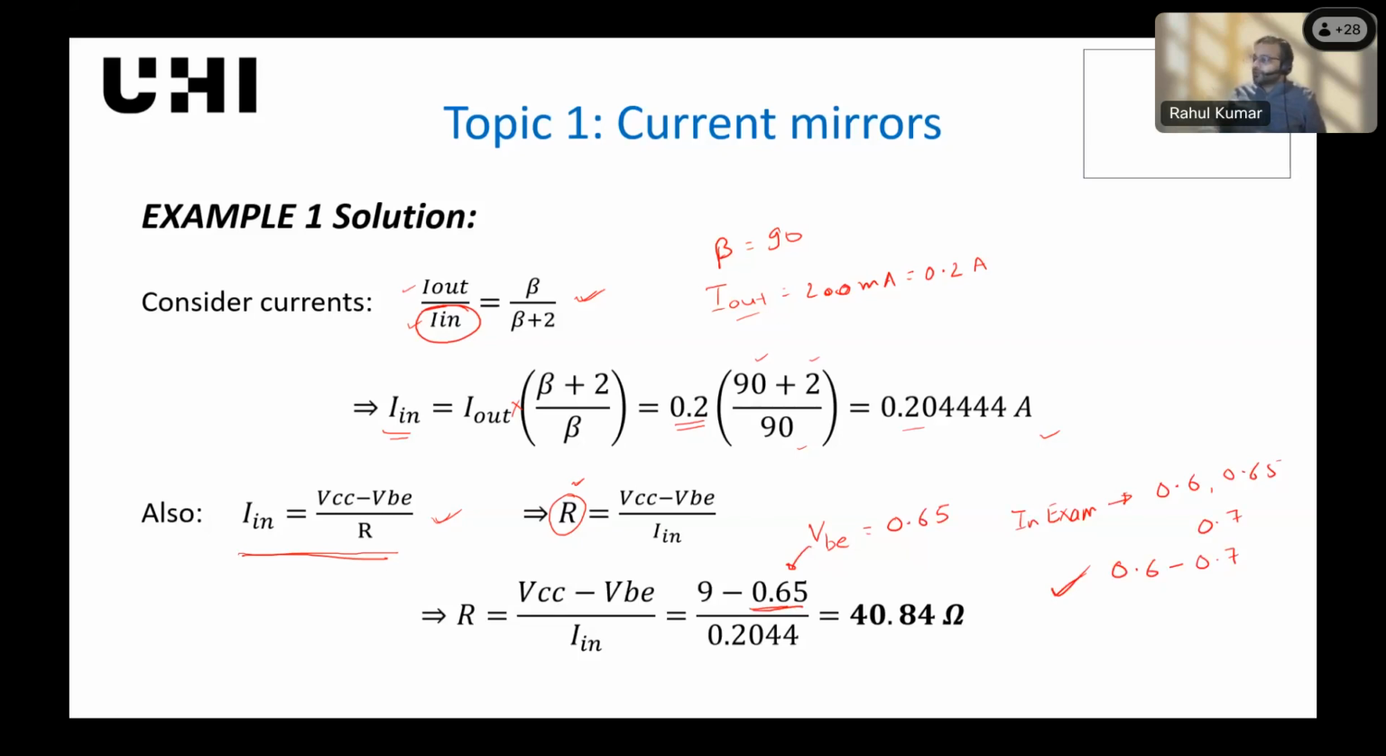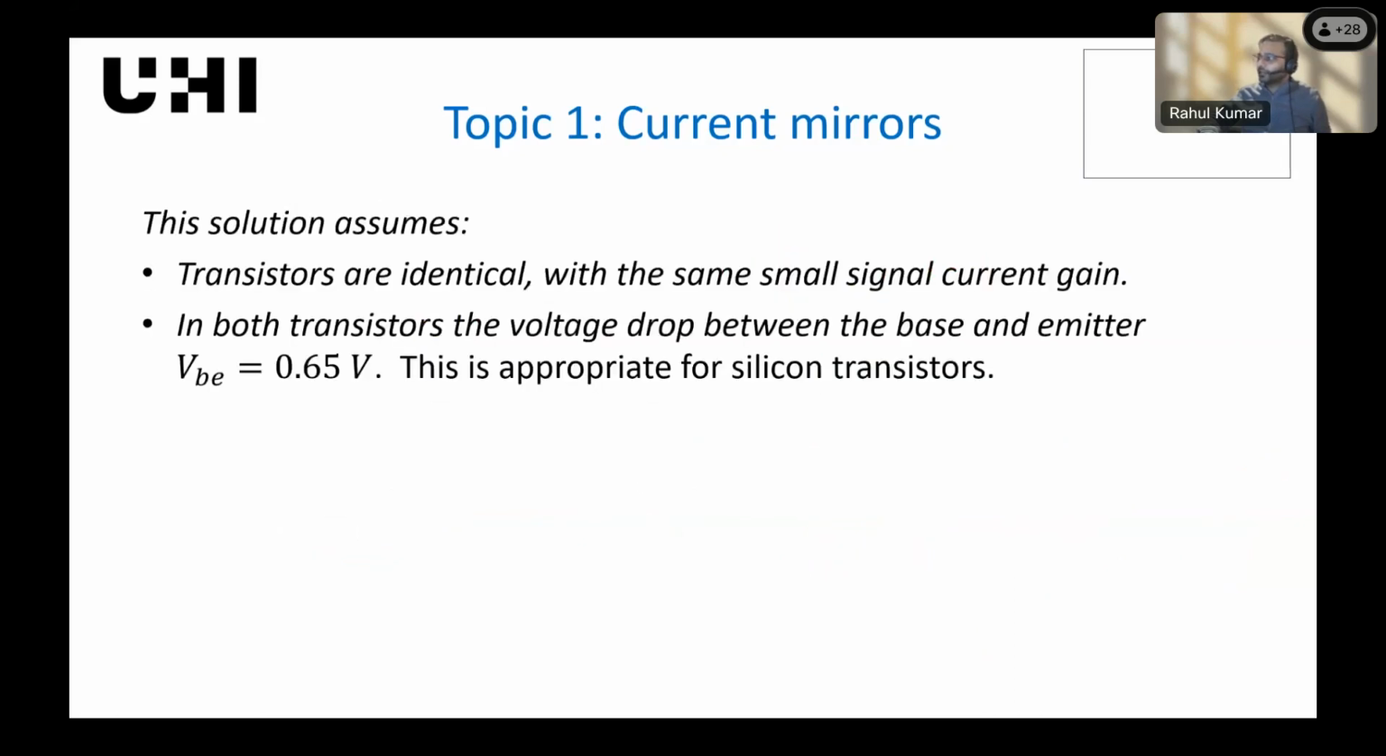Over here, I've used 0.65, but you can take any value between 0.6 and 0.7. It will be considered as correct. So I am getting 40.84 ohms as the resistance. Quite simple, and I would say a classic exam question.